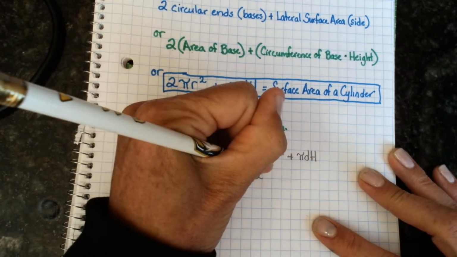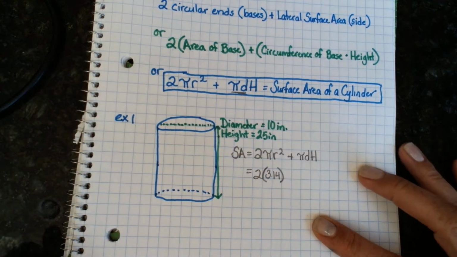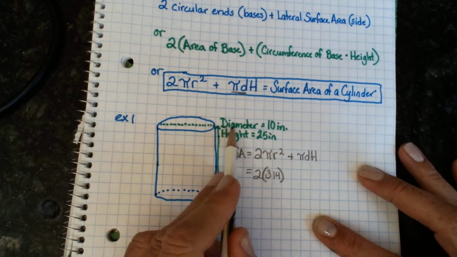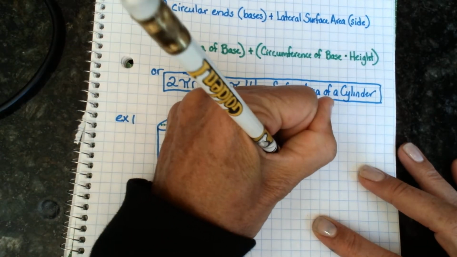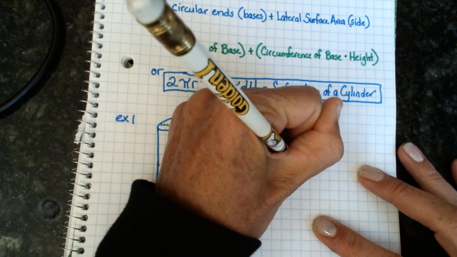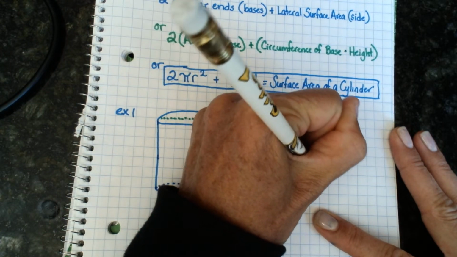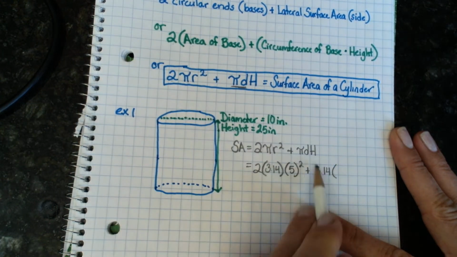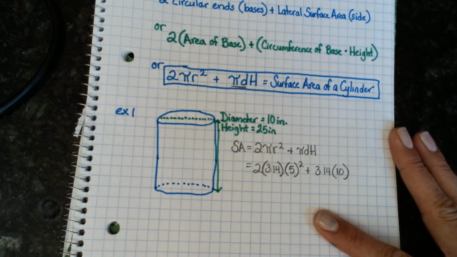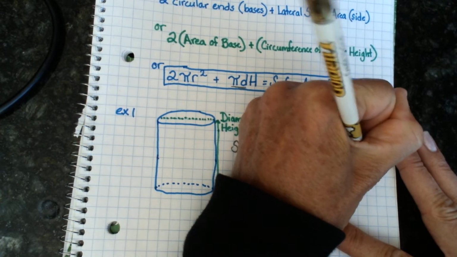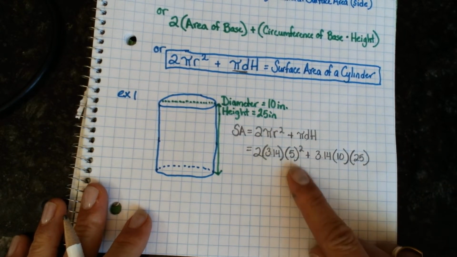All right, we are multiplying 2 times 3.14, which is our approximation for pi, times our radius squared. Well, we're told the diameter is 10, and the radius is half of that, which means our radius would be 5 squared, plus pi 3.14 times the diameter of our circle, which is 10, times the height of our cylinder, which is 25 inches. So those are the numbers that we're going to need to plug into our calculator.